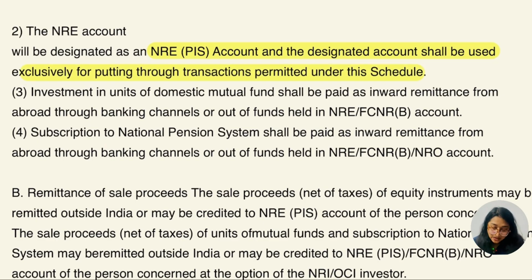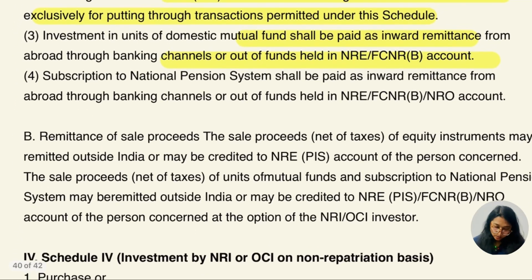Investment in units of a domestic mutual fund shall be paid as inward remittance from abroad through the banking channel or out of funds in the NRE or FCNR account. Subscription to the National Pension System shall be paid as inward remittance from abroad through the banking channel of these.